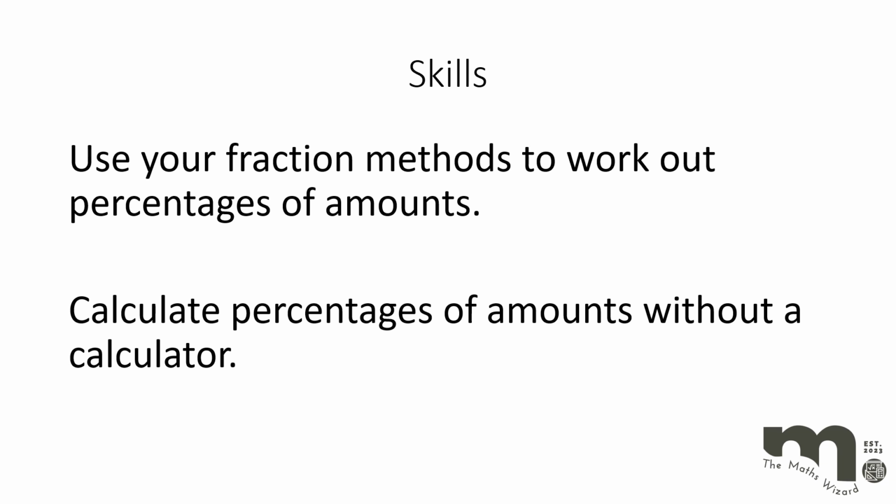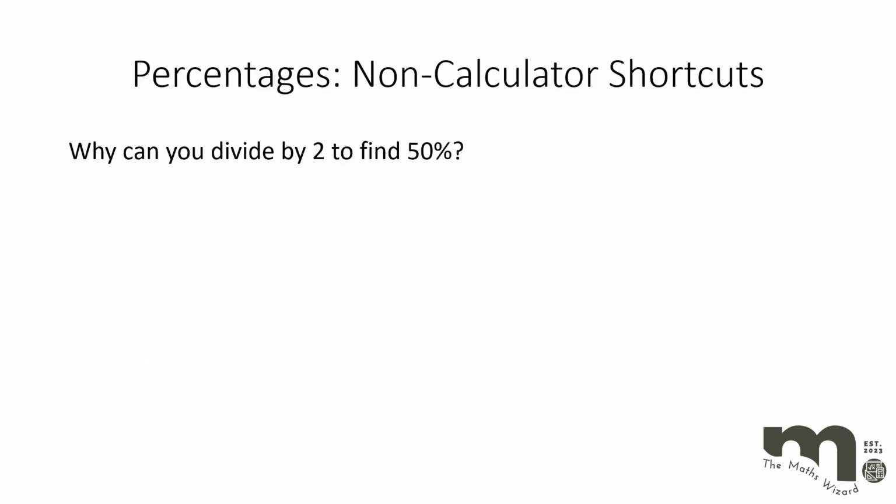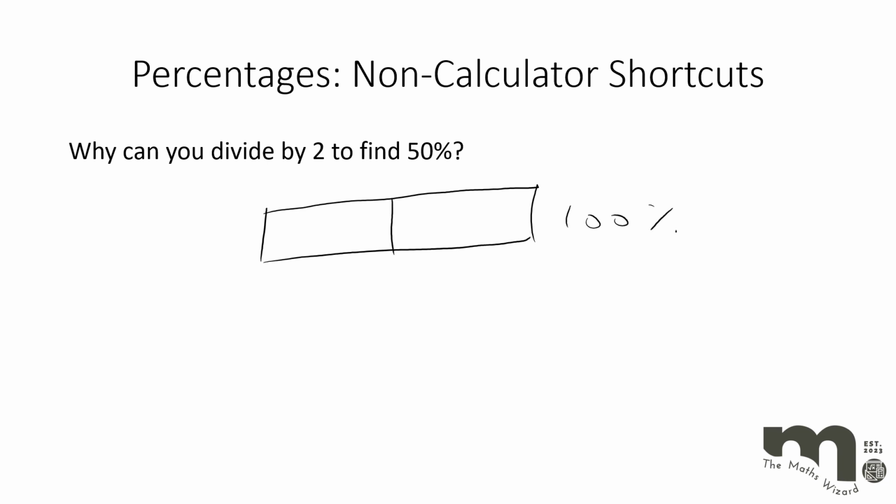So first question I'm going to ask you is this. Why is it that you can divide by 2 to find 50%? Well, the reason is this. I'm going to show you a little diagram that illustrates this. So if you think of this as 100%, if you split this bar in half, you've got 50% and 50%. You'll see that shows you that 50 goes into 100 twice, and that 50% is also the same as a half. So that's the reason why you can divide by 2 to find 50%, and that is one very useful shortcut if you are trying to find percentages without a calculator.